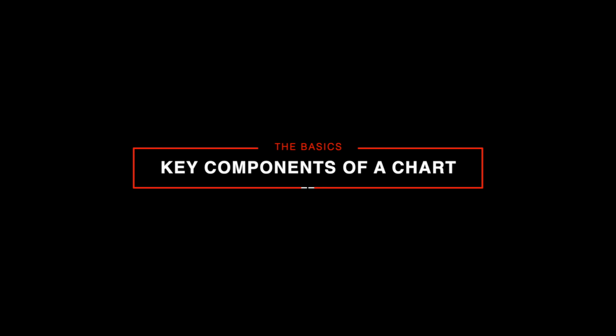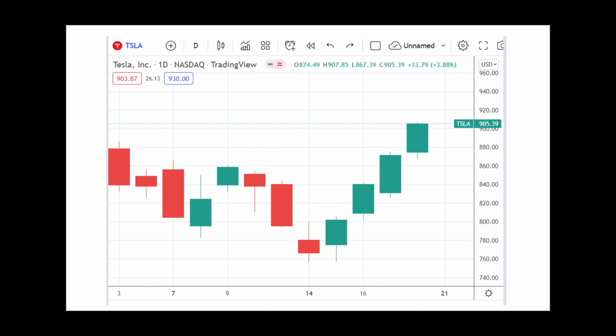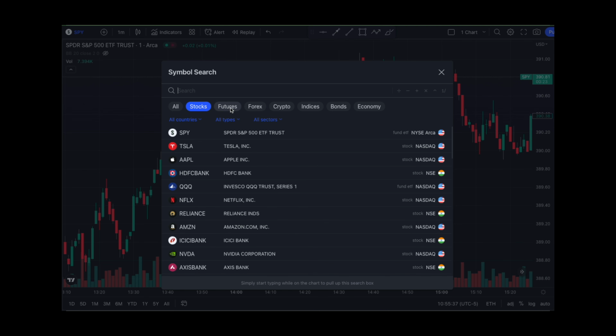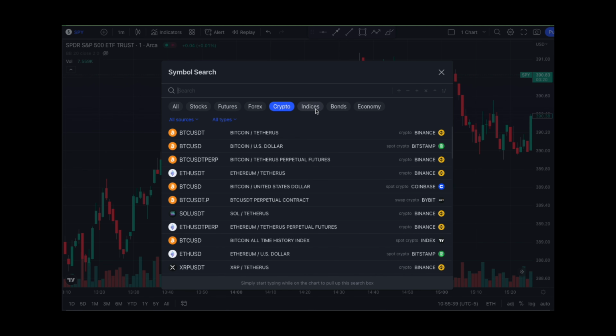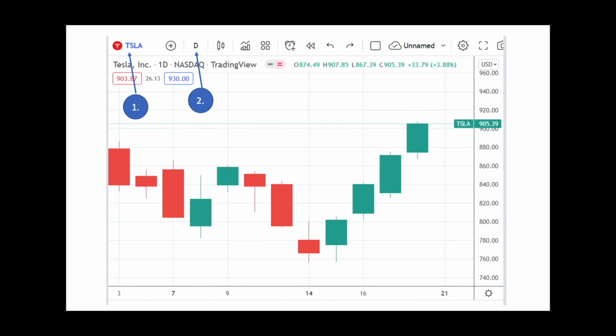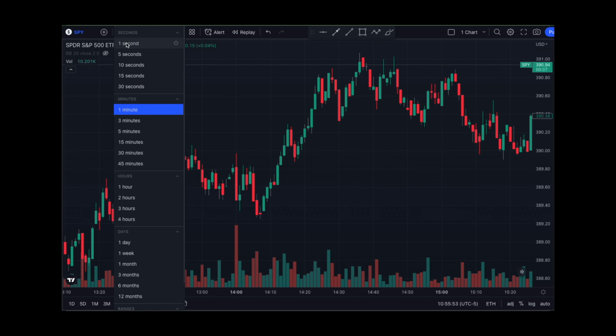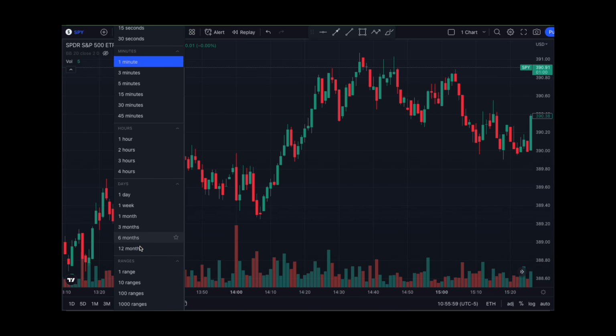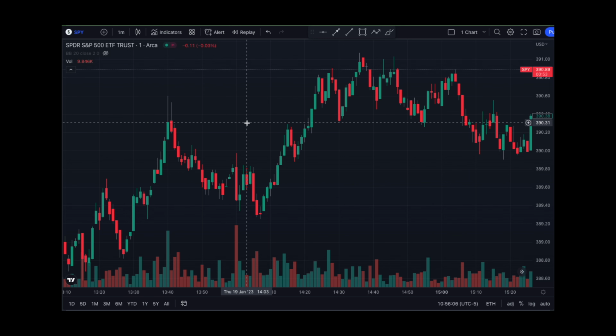Key components of a chart. 1. The ticker. Ticker is the underlying financial asset being traded. The stock, crypto, forex, etc. 2. The time frame. The time frame of the chart is the unit of time that each candle represents. Swing traders watch daily, weekly, and monthly charts. Day traders usually look at daily, hourly, 30 minutes, 15 minutes, 5 minutes, and even 1-minute charts.